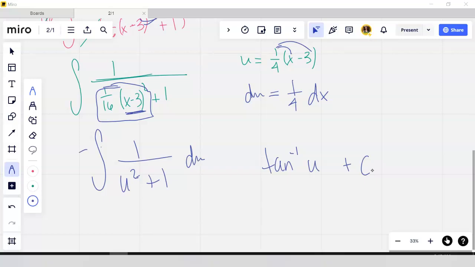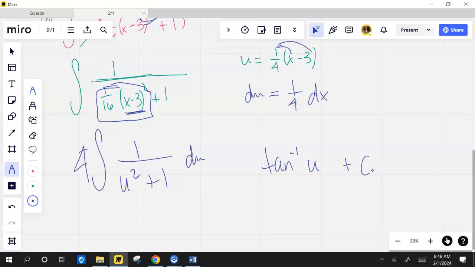I need to counter it with a 4, because my du is 1/4. I don't understand how you got the 4 out there. All right, you don't understand how I got what? You get the 4 on the outside. All right, if my du is 1/4 dx, I don't have that. So if I give this a 1/4, I counter it with the 4. Okay.